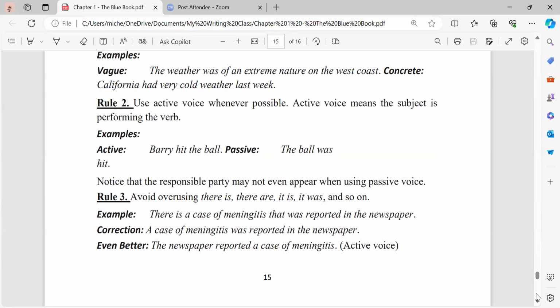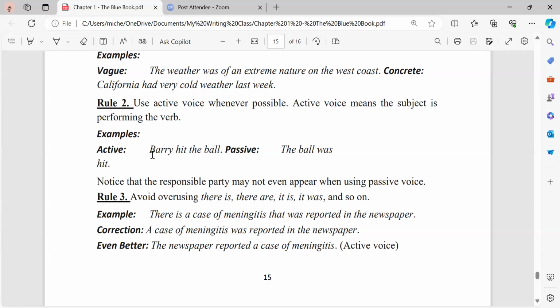Use active voice when possible. Active voice means the subject is performing the verb. So Barry hit the ball. The ball was hit. Notice that the responsible party may not even appear when using passive voice. Usually, when using passive voice, we can use that for when we are quoting what someone said. So we use passive as well instead of active.